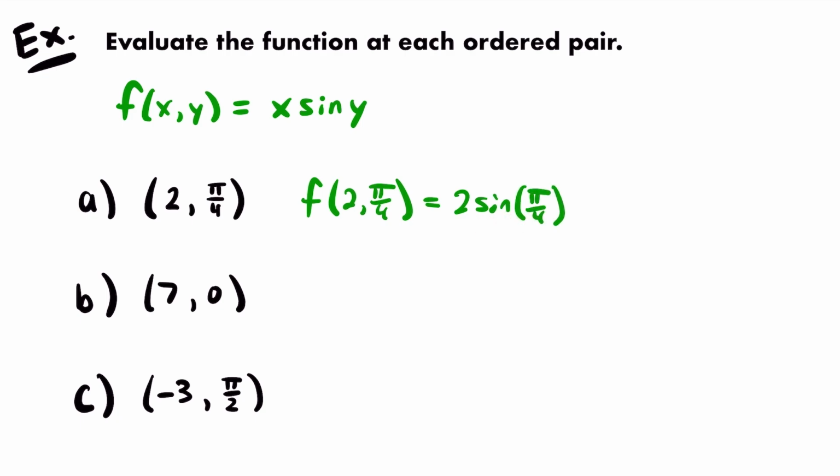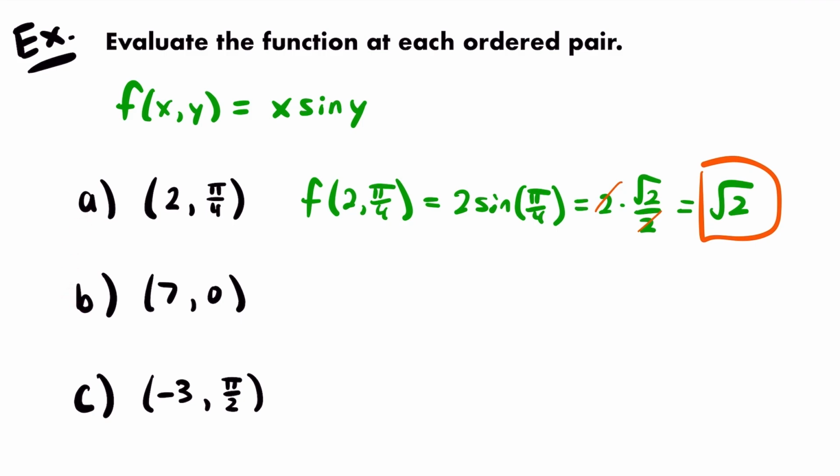Now sine of pi divided by 4 is the square root of 2 divided by 2. So this is equal to 2 times the square root of 2 divided by 2. And so then those 2's cancel out, just leaving us with an output value of the square root of 2. And so that is the value of the function for this ordered pair from part A.